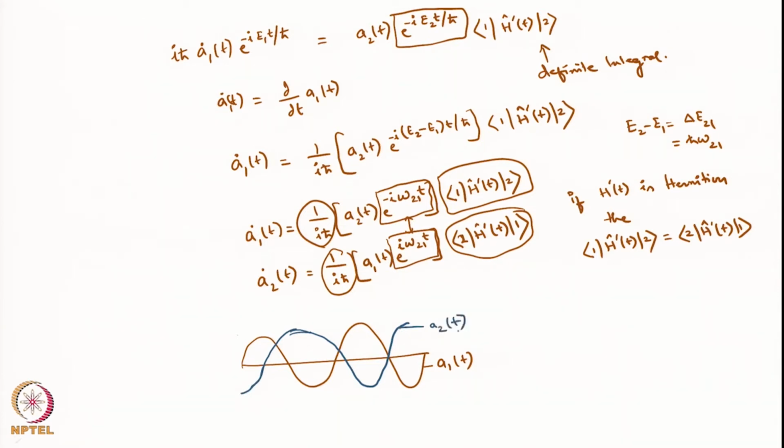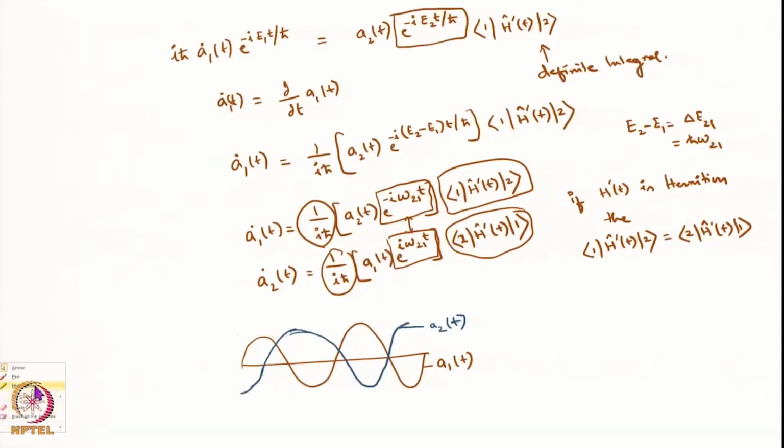So whenever A2 will go up, A1 will come down, and whenever A2 will come down, A1 will go up. Okay. So that is the time dependence of the two, A1 and A2, which are out of phase. A1 of t and A2 of t are out of phase with respect to each other.